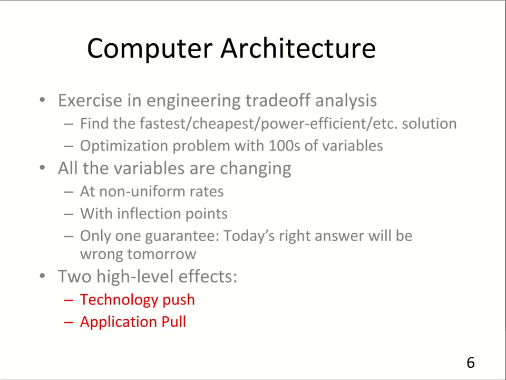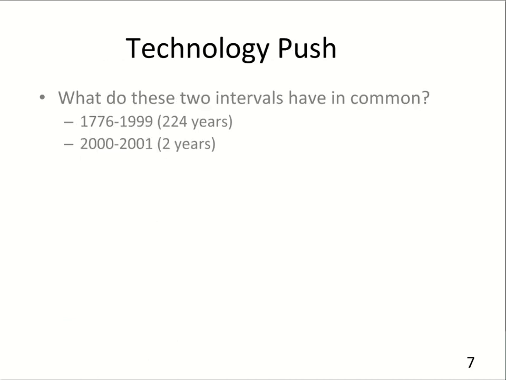As a computer architect, we really have to cope with two very high-level effects. The first is technology push, because the technology is essentially causing the devices that we use to build systems to have different attributes and different characteristics over time, changing at a very rapid rate. At the same time, there's application pull, where clever programmers and clever application developers are constantly coming up with new ways to use the technology. So let's talk first about technology push.